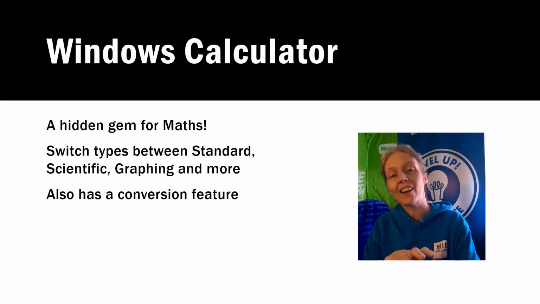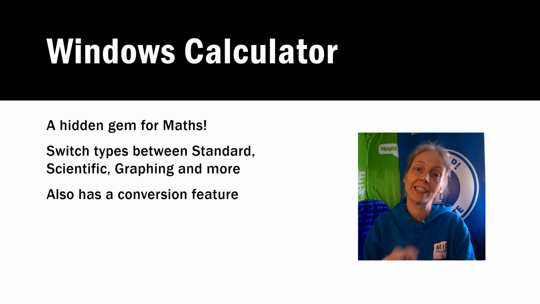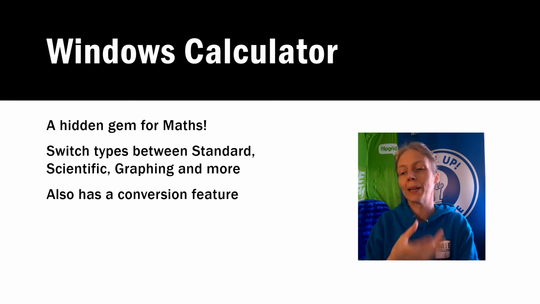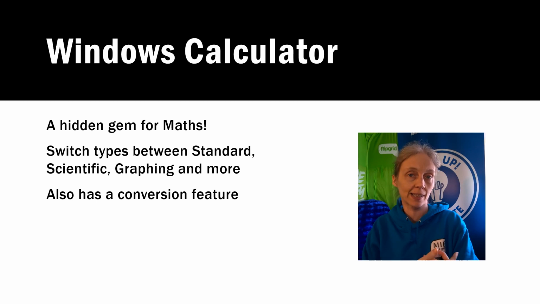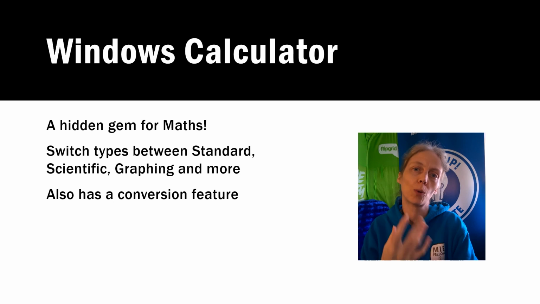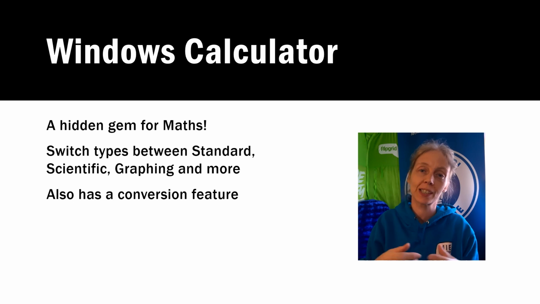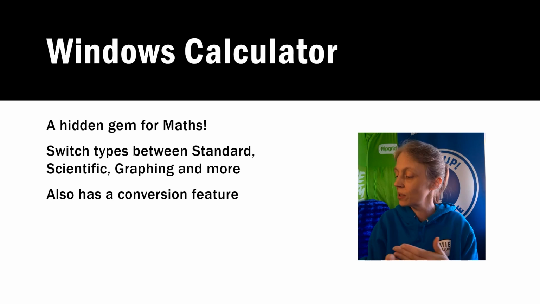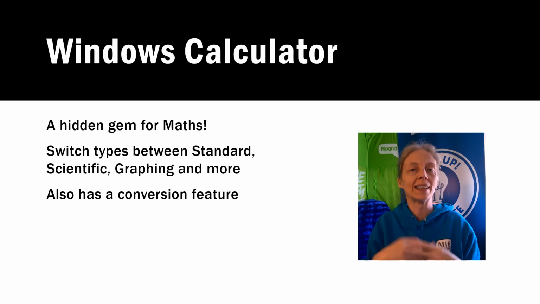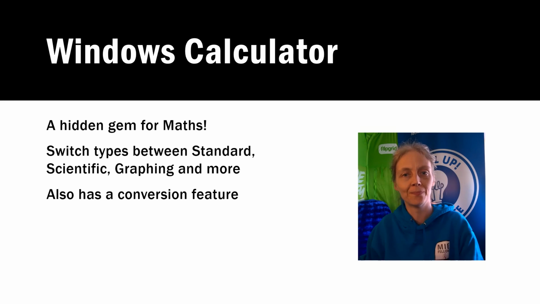So the Windows calculator is possibly a tool that you already know about, but do you know about all of its hidden features? So many people already know that the Windows calculator is there and it does have a scientific mode, but it's also got a graphing mode and a programmer's mode and a couple of other different things. On top of that, it has a conversion facility, so you can convert between different measurements and units, and it's really great and easy to use, and it's built in Windows 10.